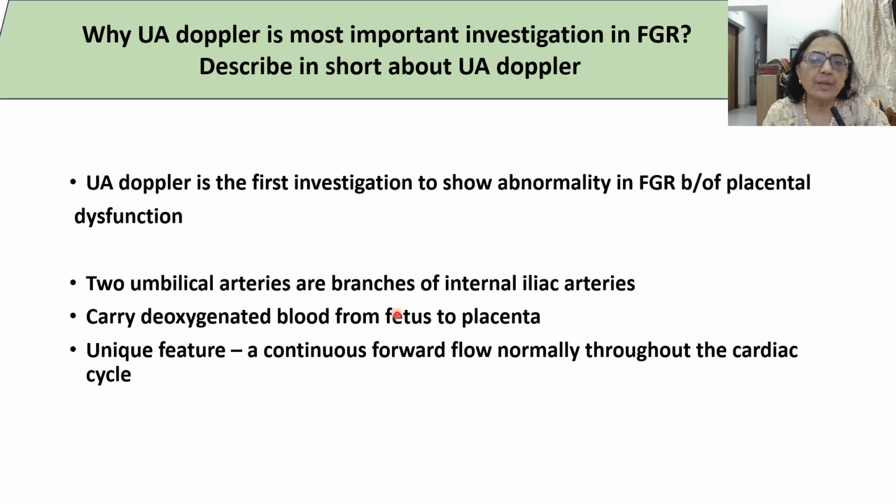Two umbilical arteries are branches of internal iliac arteries, and they carry deoxygenated blood from fetus to the placenta. A unique feature is that there is a continuous forward flow normally throughout the cardiac cycle in these umbilical arteries.